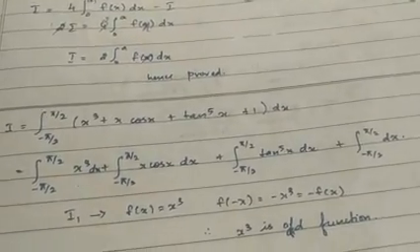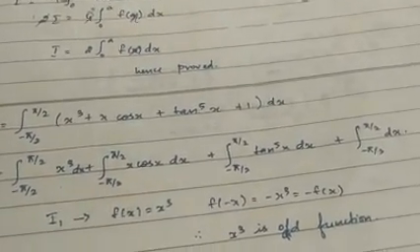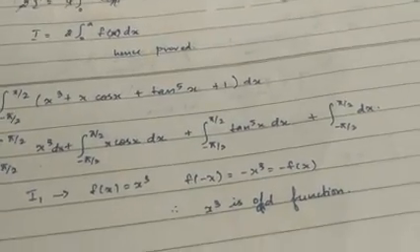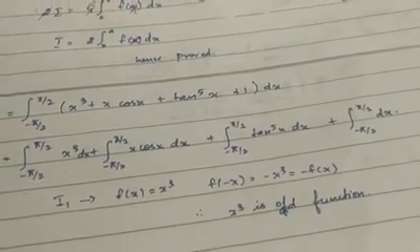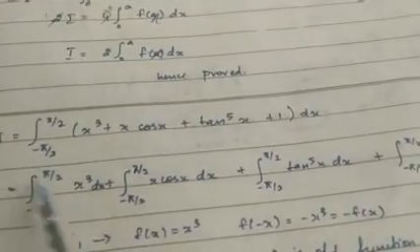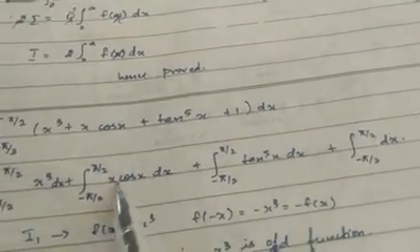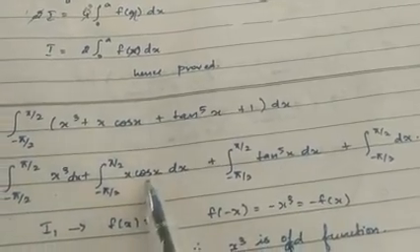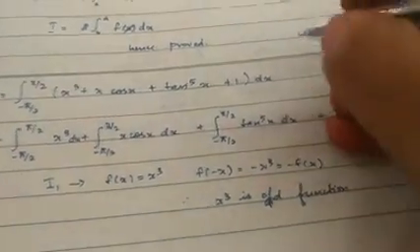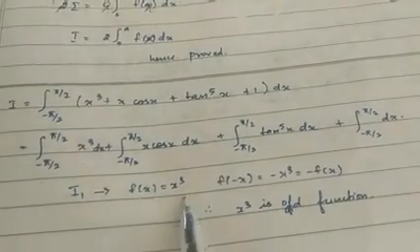Now x cube, definitely the limits are from minus a to a. If it is an odd function, as I told, the integral will be 0. Therefore x cube will be an odd function, and tan power 5x will also be an odd function. Now we need to check whether the other one is odd or not. So here x cube is an odd function. Therefore the integral value becomes 0.